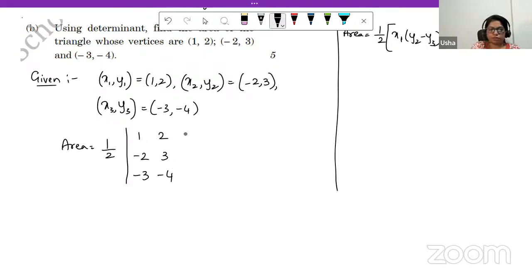After these 3 points, the last column has to be 1, 1, 1, always. The given 3 points, you write it in first and second column, and then the last column is always 1, 1, 1. So this is the area. Find out the answer for this.